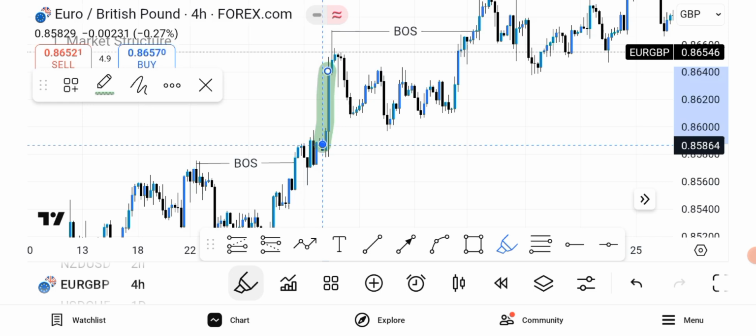But don't worry about that. I'm going to be making a video later on explaining what fair value gaps are, what order blocks are, and what break of structures are. In this video, I'm just showing you how I was able to capture this trade.